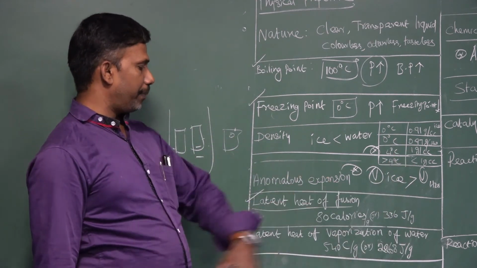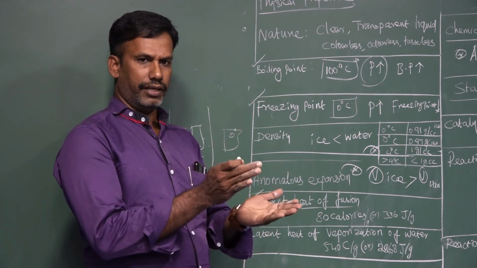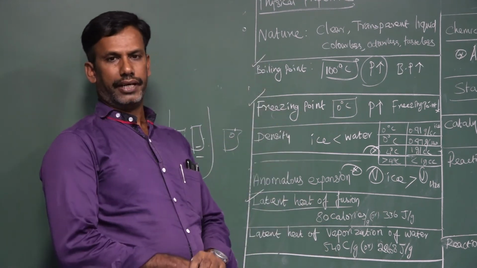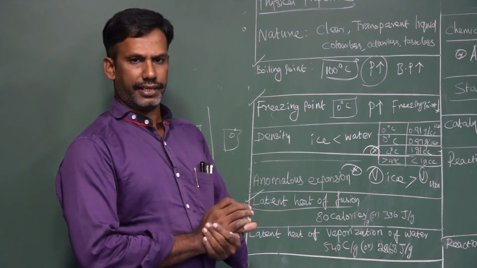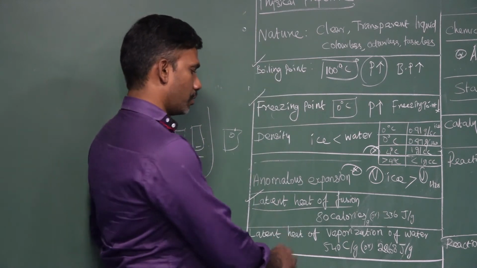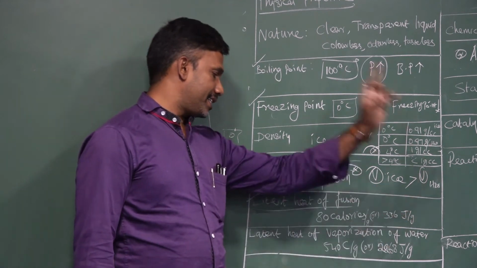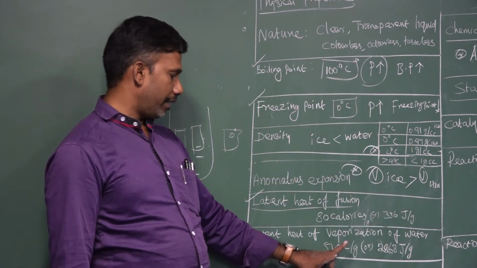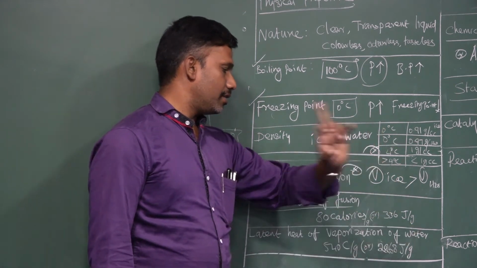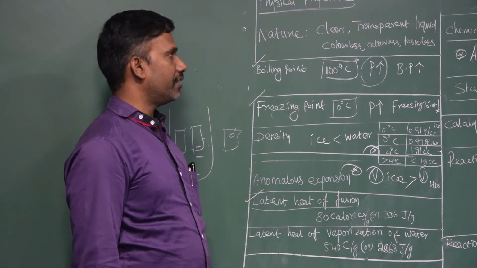Then latent heat of vaporization. In the same way, at 100 degrees Celsius, water turns to vapor; the liquid becomes gaseous. At 100 degrees Celsius, if you keep a thermometer there, for some time there will be no change in temperature. That is because the amount of energy used to convert the liquid into gas is called the latent heat of vaporization of water. That value is 540 calories per gram, or 2268 joules per gram.